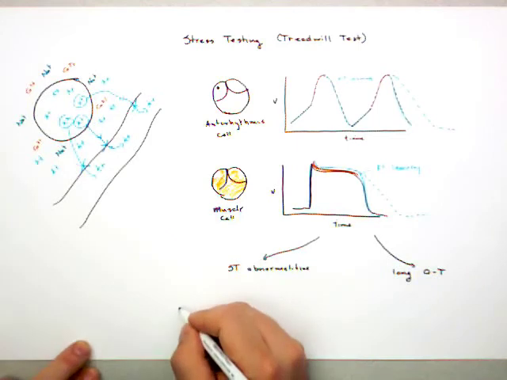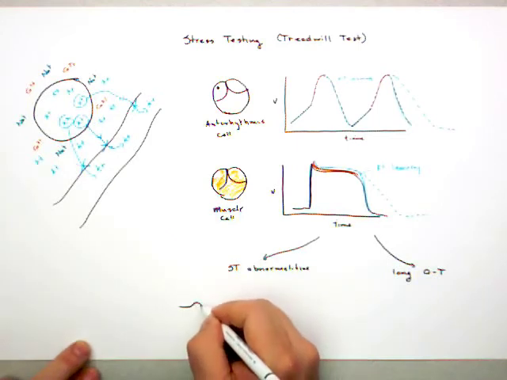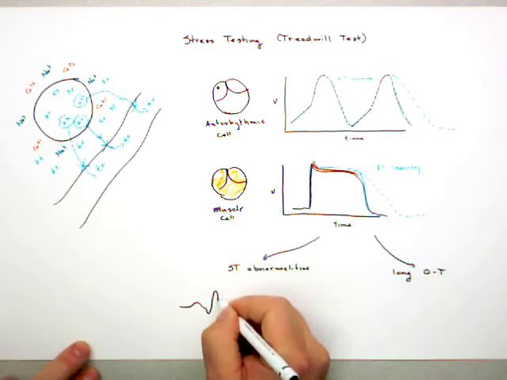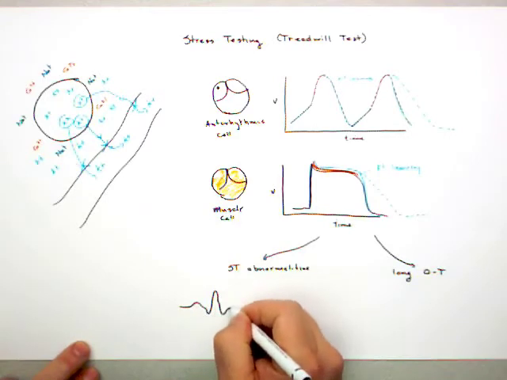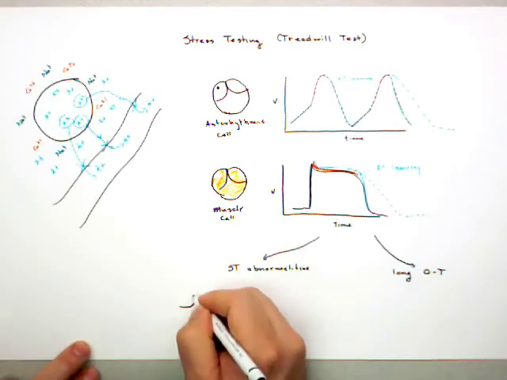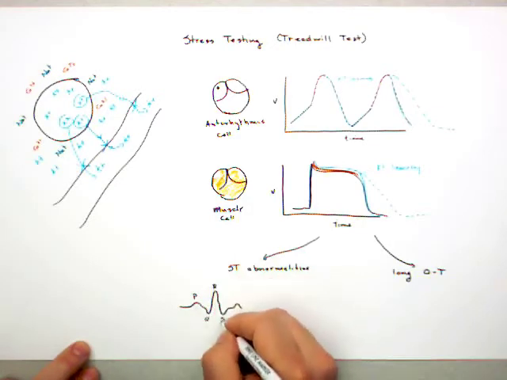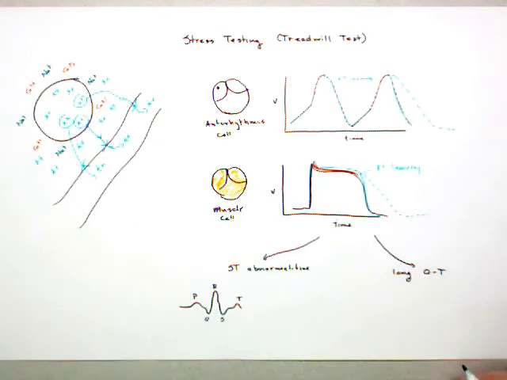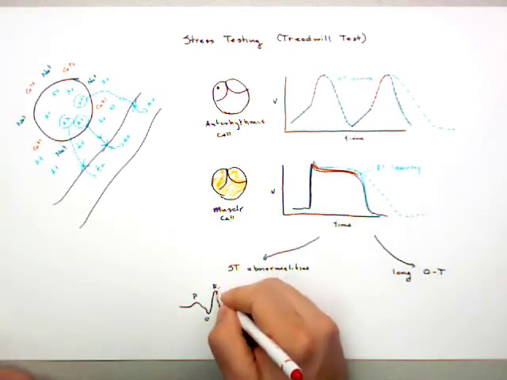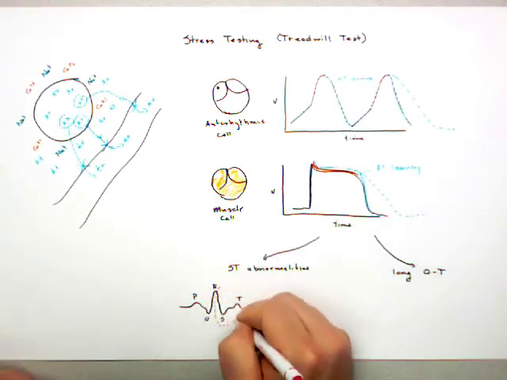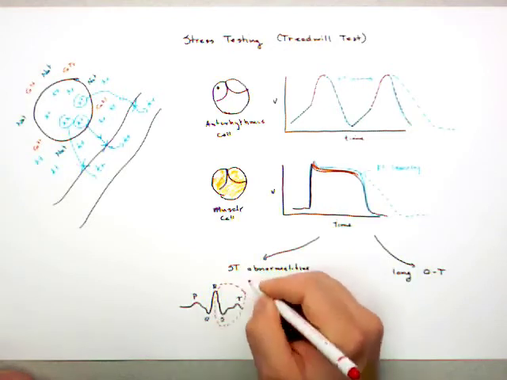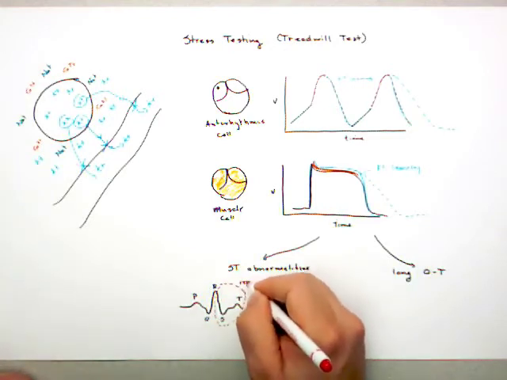If we look at a normal EKG, and I'm not real good at drawing these, we label these. This is the P, this is the Q, this is the R, this is the S, and this is the T wave. And what I wanted to point out is this area out here, let me do another color. This area out here is basically repolarization.